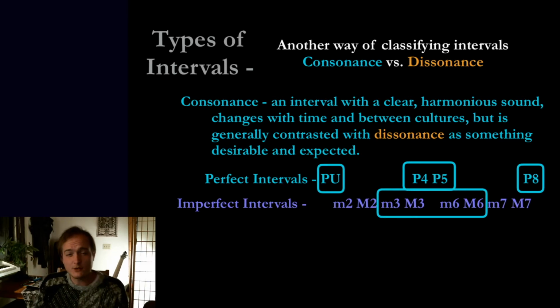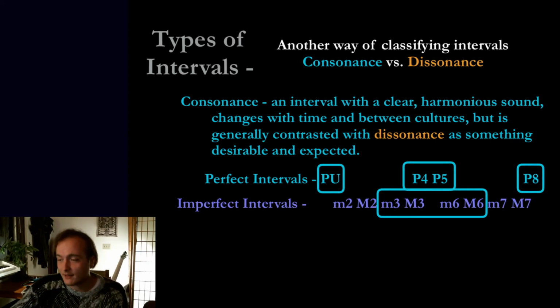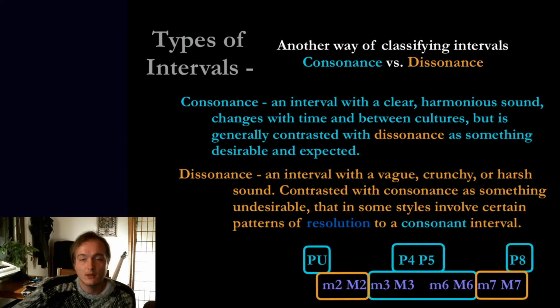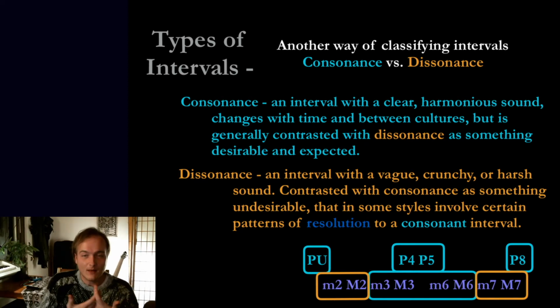The other intervals that usually get roped into this sense of consonance are the thirds, both the major and minor third, and the sixths, the major and minor sixth. So all of those are considered relatively consonant compared to, for example, the seconds and the sevenths, which we'll call dissonant. And these dissonant intervals are intervals that have a vague and crunchy sound that may be contrasted with consonance, as I said, as something undesirable.